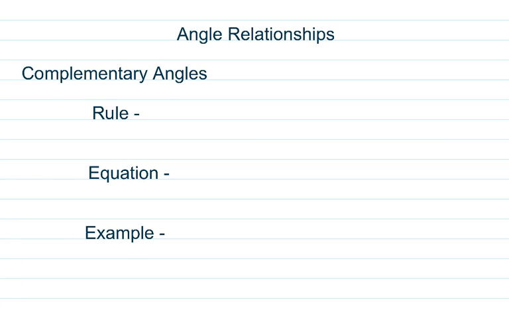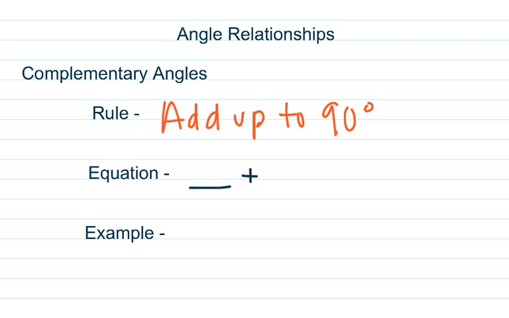Hello geometry students, so today we are going to dive further into angle relationships, and we're going to start off by looking at complementary angles. So we know the rule to complementary angles is that they add up to 90 degrees. So when asked to solve for x, or a missing angle measure, when given complementary angles, we're going to take our angle plus the other angle given and set it equal to 90.